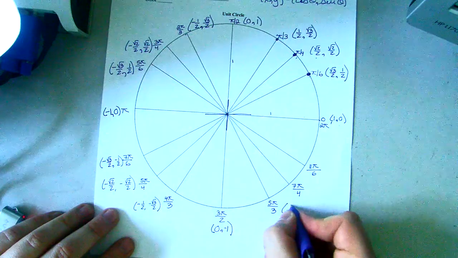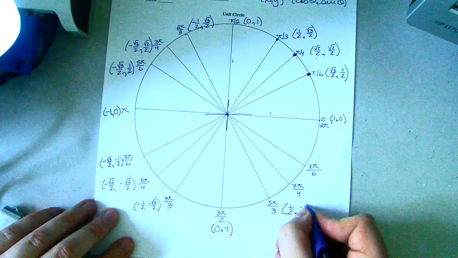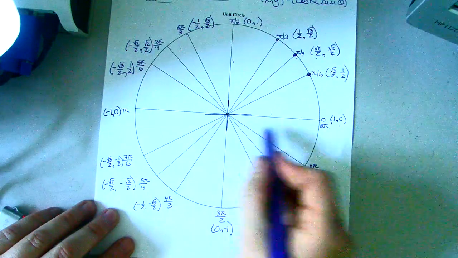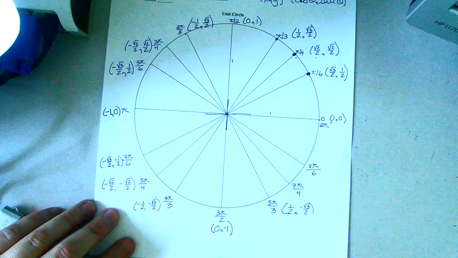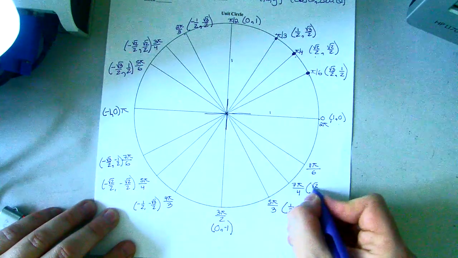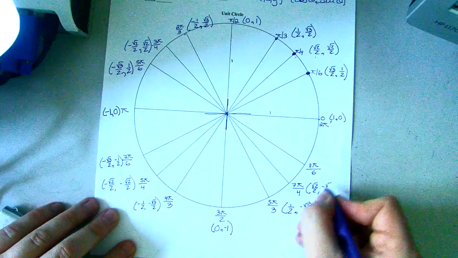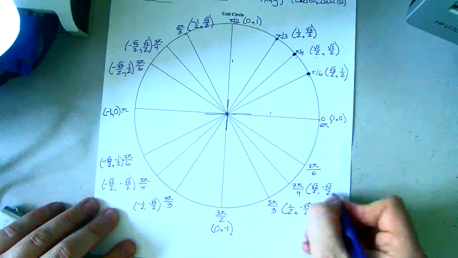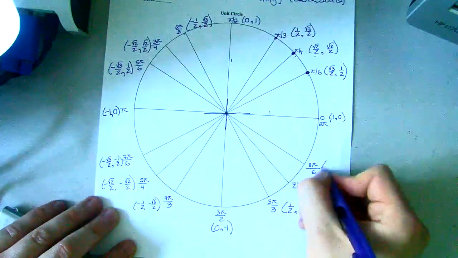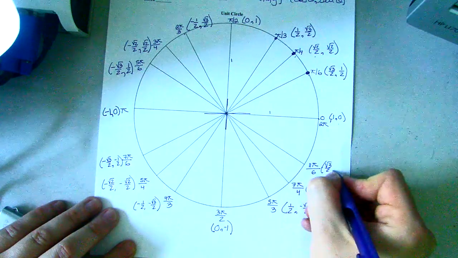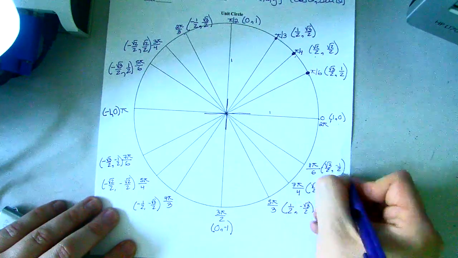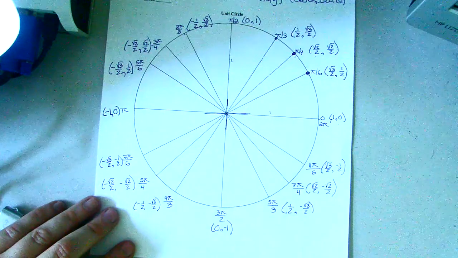At 5 pi over 3, my coordinates are 1/2, comma negative root 3 over 2, because you're moving in the positive x direction but the negative y direction. Over here, you've got root 2 over 2, comma negative root 2 over 2. Over here, you've got root 3 over 2, comma negative 1/2, and we end with 1, comma 0.